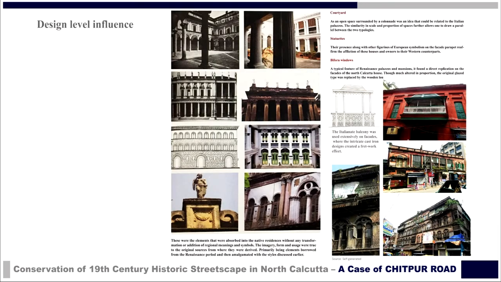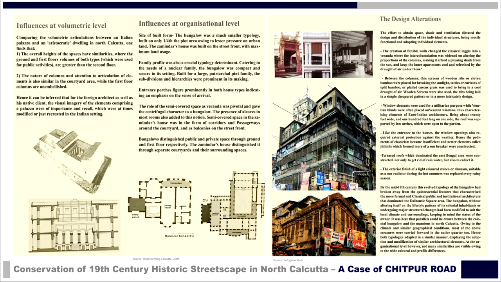Typically, the ground floor rooms were used as shops and the upper floor rooms for residential purposes. The colonial influence can be observed at various levels. For example, at design level, the courtyard surrounded by colonnade, bifora windows, statues, etc. At a volumetric level, the overall height of the spaces has similarities, where the volume of both the ground floor and the first floor is greater than the second floor. At an organization level, the sites were similar typologies, built on only 1/4 of the plot area. The zamindar houses were built on the street front with maximum land use.